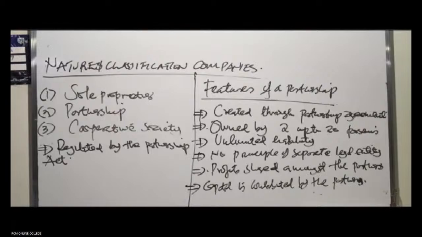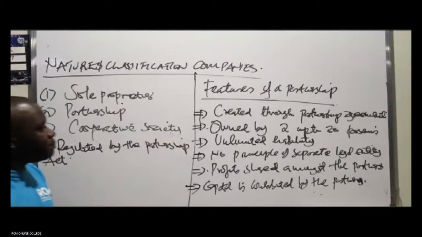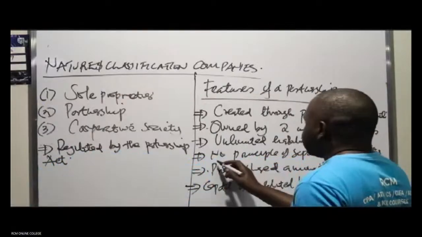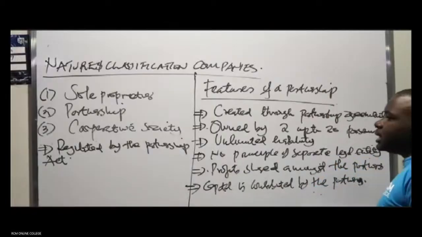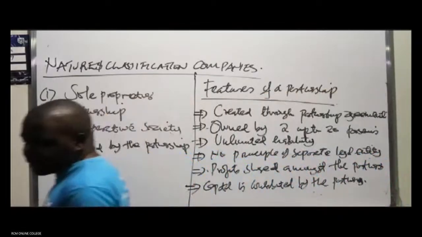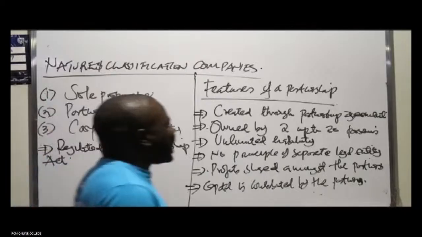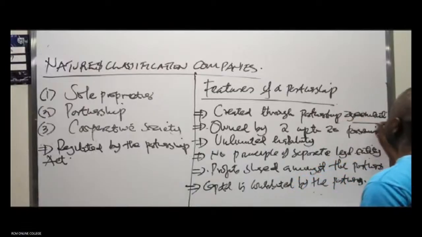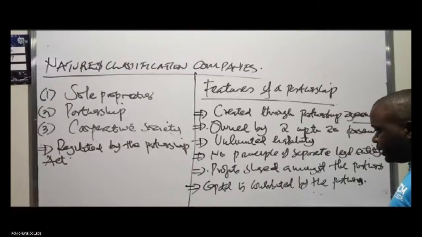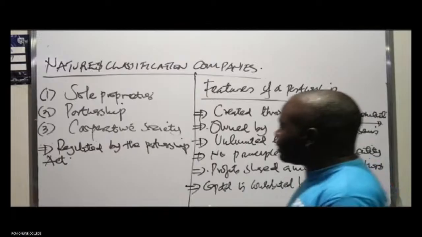So sharing of risks among the partners. There is no perpetual succession, which basically comes here. Under this one, no principle of separate legal entity. The business must be lawful. It must, in this case, be as per the partnership agreement.